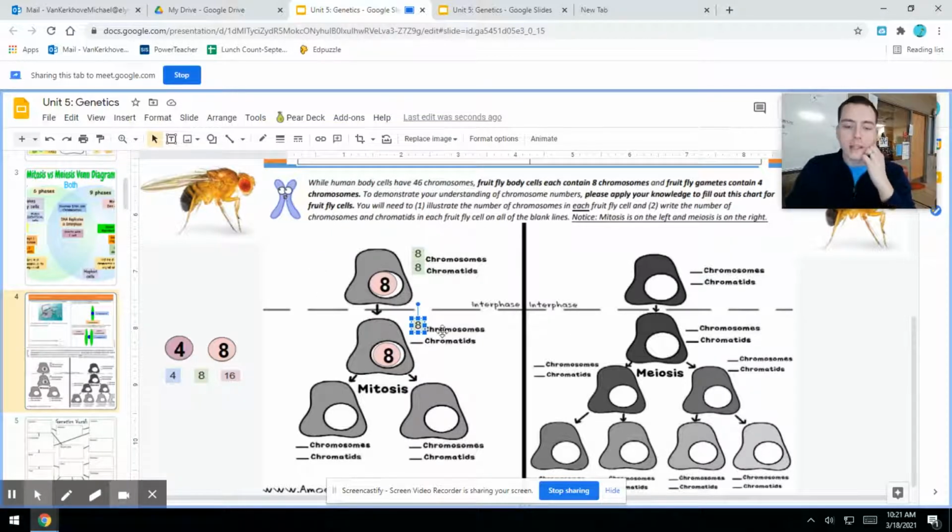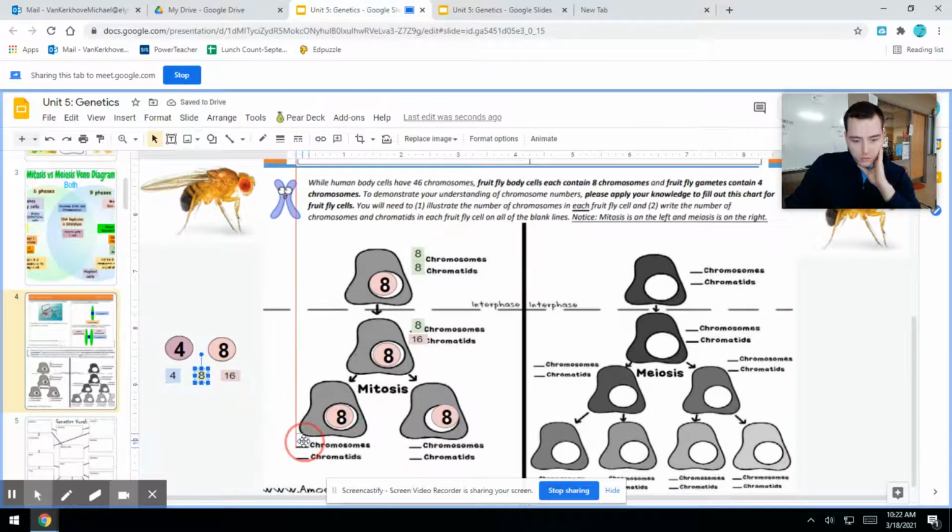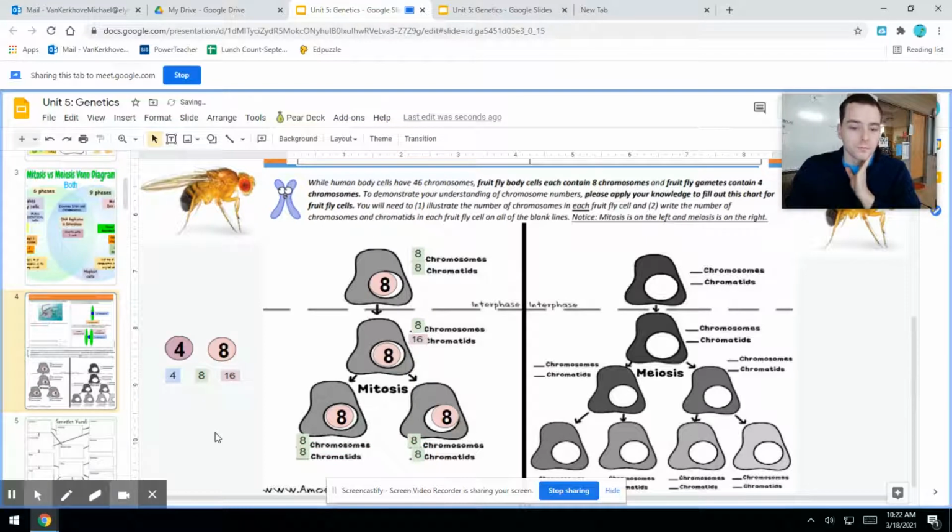So after interphase, there's still 8 chromosomes, but now there's 16 chromatids because they've copied themselves. Because when this cell divides, they each get 8 chromosomes. Which means there's only 8 chromatids. So mitosis is easy. I have a cell, it copies all of its information. That way, when it divides, each of those cells gets a copy of the information. So I start with 1 cell and then I end with 2 cells that are exactly the same.